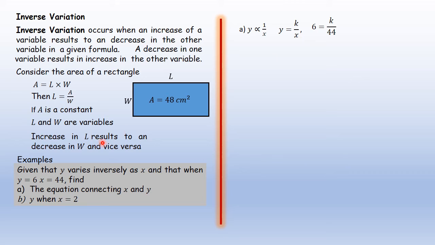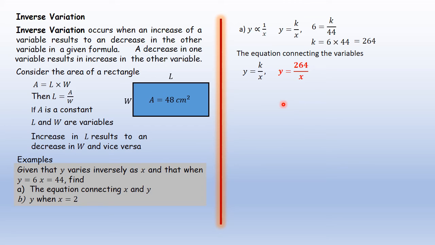And moving on, since we're told that y is 6 when x is 44, just replace them there and you're going to get k is 264. Now, that being the case, we are being told to look for the equation connecting x and y, and therefore we're going to have to just write this equation again, only that k is going to be 264. And so replacing it there, you get the formula connecting the two of them, y is equal to 264 divided by x.